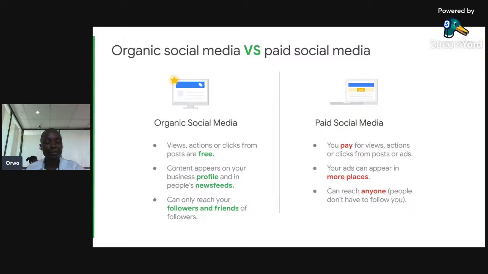But when we come to paid social media, you pay for views, you pay for actions, you pay for clicks, you pay for what you have posted or any ad that you are boosting. Your ad can appear in more places. If you are using Facebook, you can decide to target people on Facebook. You can decide to target them even in Instagram. So you have more places to place your ad. You can also reach anyone. Those people don't need to follow you or to like your page for them to get that particular ad reaching them. Yeah, did you get that?